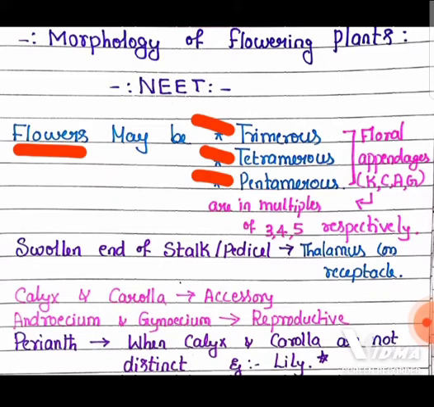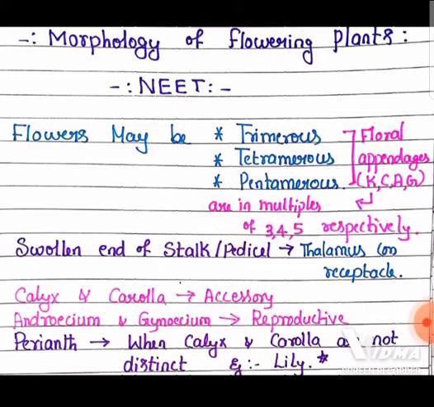Which are the floral appendages? Calyx, corolla, androecium, and gynoecium. These are the four floral appendages. When these floral appendages are in multiples of 3, we call it trimerous. If it is in multiples of 4, tetramerous. If it is in multiples of 5, pentamerous. So based on these floral appendages, multiples of 3, 4, 5, flowers are trimerous, tetramerous, and pentamerous.